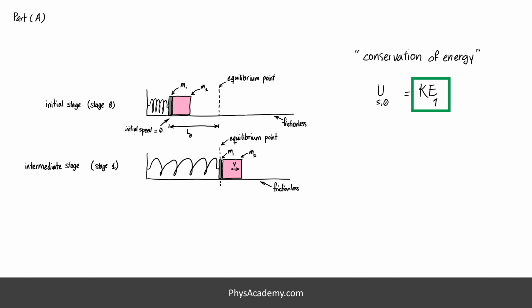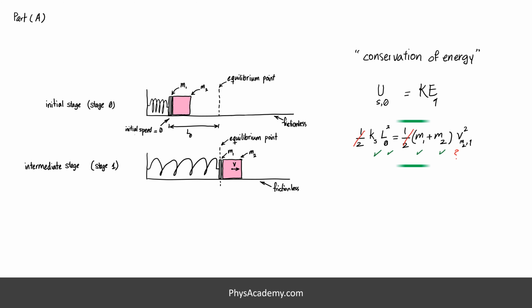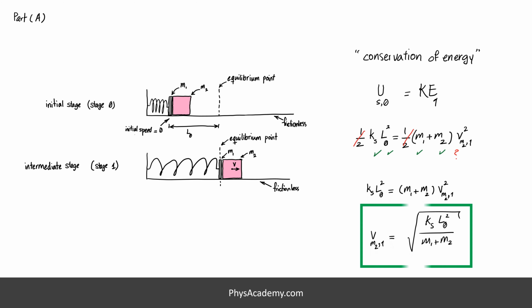Let's call it KE1. Next we are going to write down the equations for the spring potential energy and the kinetic energy. We can mark out 1/2 on both sides. Let's mark the known and unknown variables. Alright, this is good, because next we can rearrange this equation and solve it for Vm21, or speed of mass 2 at stage 1. After rearranging the original equations, we get to this equation.